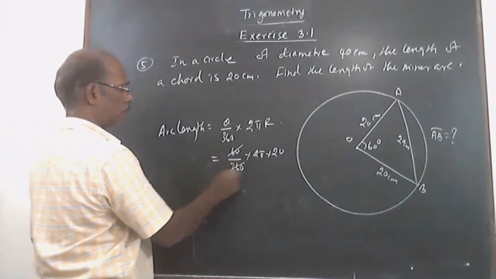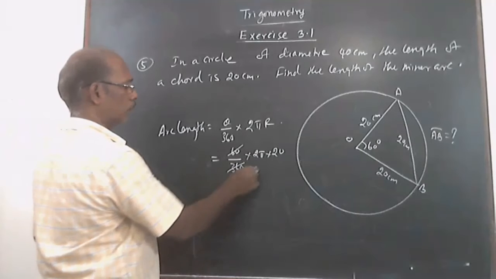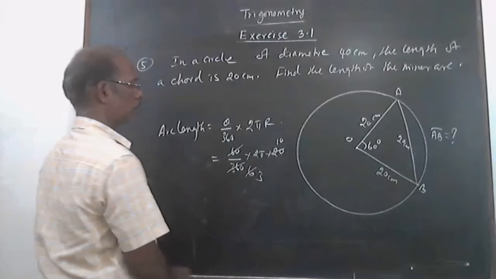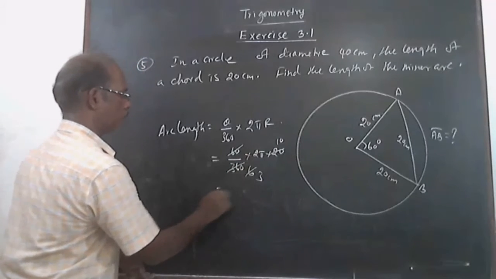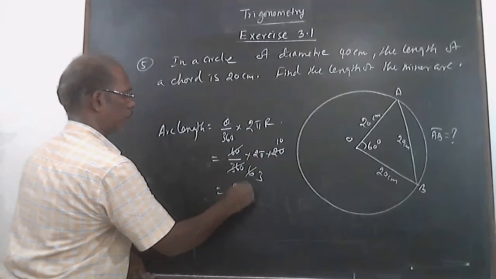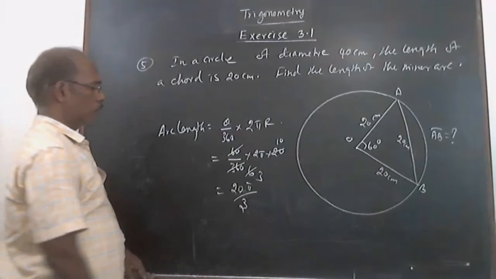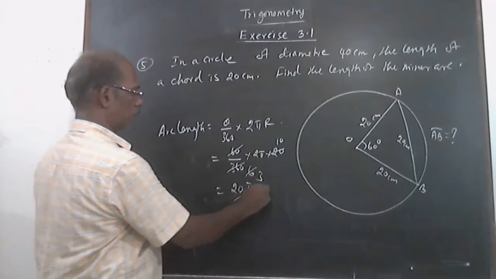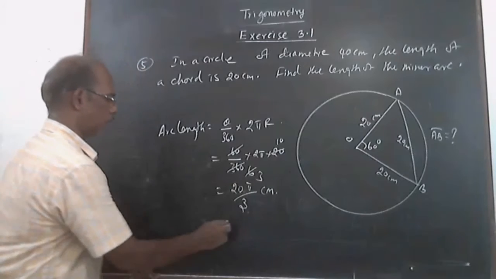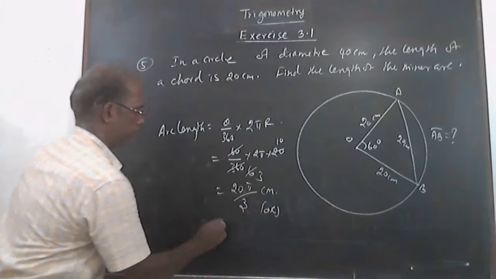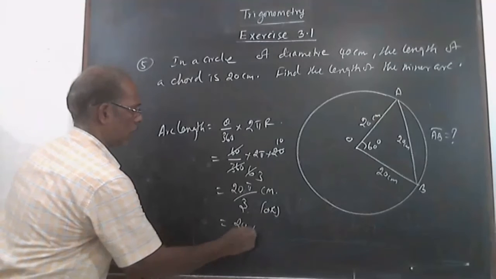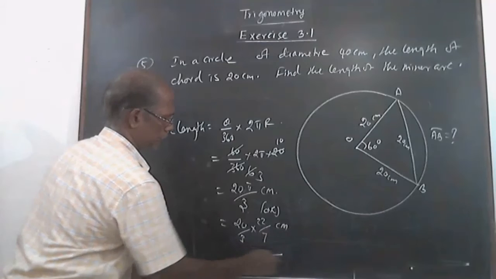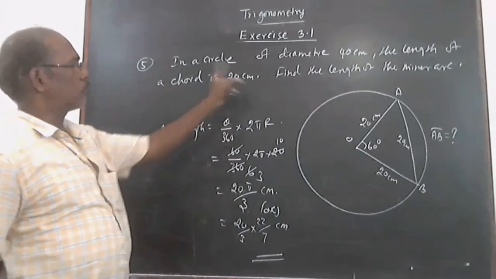Okay, 1 time, 6 times, and 3 times, and 10 times. 10 into 2, 20 pi by 3. 20 pi by 3, or pi equal to 22 by 7 centimeter. Or you can convert 20 by 3 into 22 by 7, simplify and centimeter. So this is the answer, and copy it.